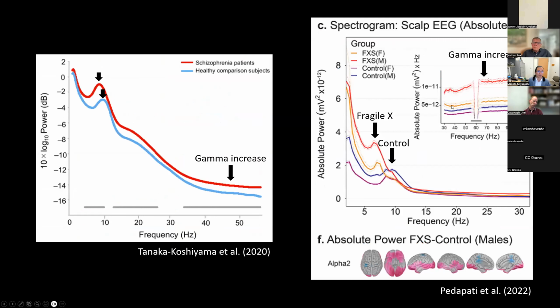And our group has also reported very similar findings. Schizophrenia patients showed lower frequency and higher power alpha and increased gamma. And this is a comparison between the control and Fragile X syndrome children. They showed a markedly lower alpha frequency and increased power in the peak frequency range and the gamma tail part as well.